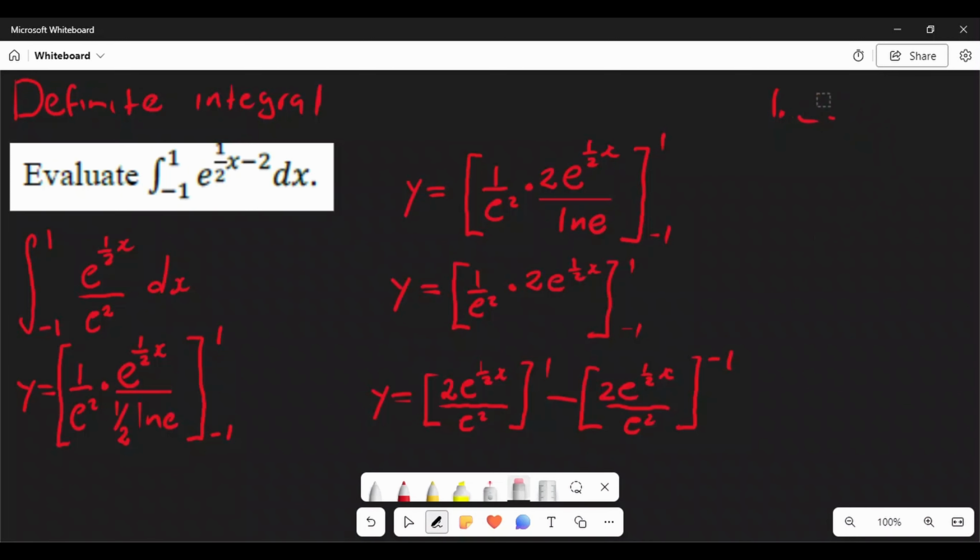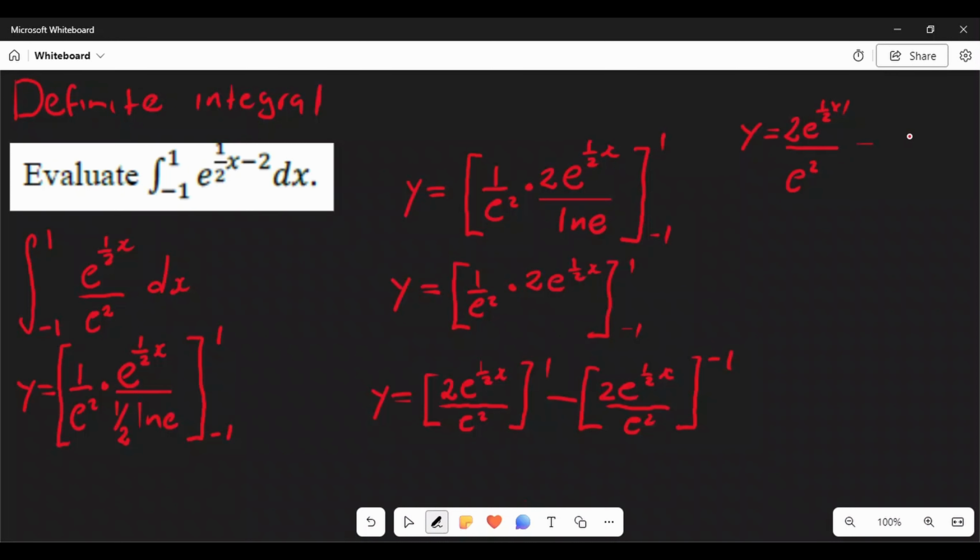So let me erase this very quickly. It's going to be y is equal to, now wherever there is x, we're going to substitute with 1 for the first bracket. So it's going to be 2 e to the power of half multiplied by 1, divided by e to the power of 2, minus, don't forget this minus, and then you rewrite the same expression, but this time around it's going to be half multiplied by, wherever there is x, negative 1, divided by e to the power of 2.